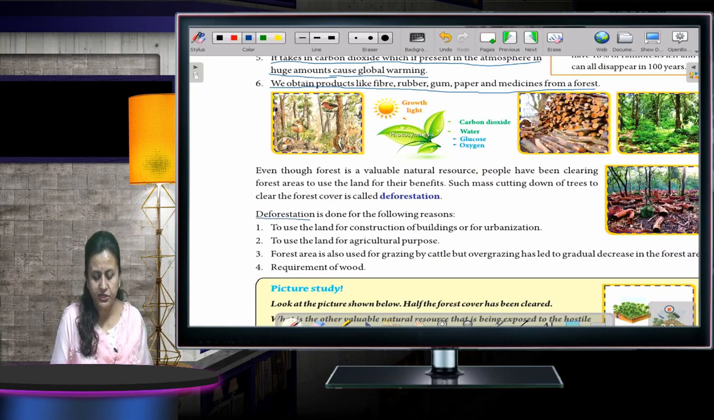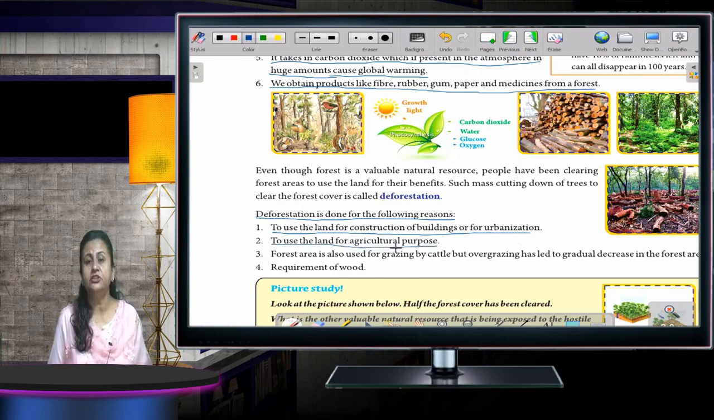Deforestation is done for the following reasons: first, to use the land for construction of buildings or for urbanization, and to use the land for agricultural purposes.